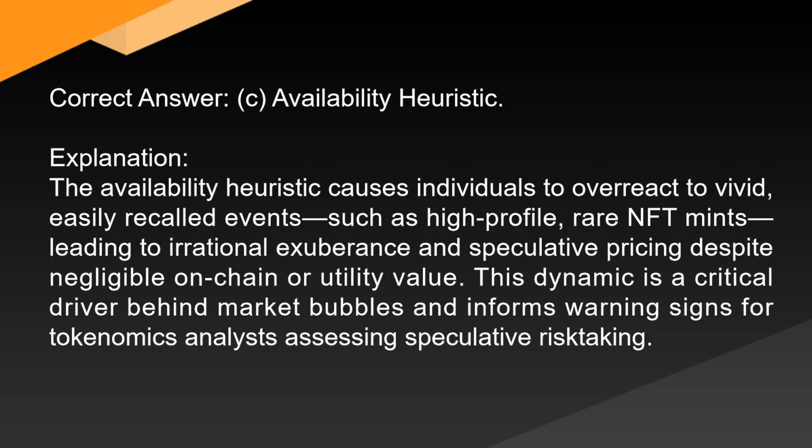Explanation. The availability heuristic causes individuals to overreact to vivid, easily recalled events, such as high-profile, rare NFT mints, leading to irrational exuberance and speculative pricing despite negligible on-chain or utility value. This dynamic is a critical driver behind market bubbles and informs warning signs for tokenomics analysts assessing speculative risk-taking.